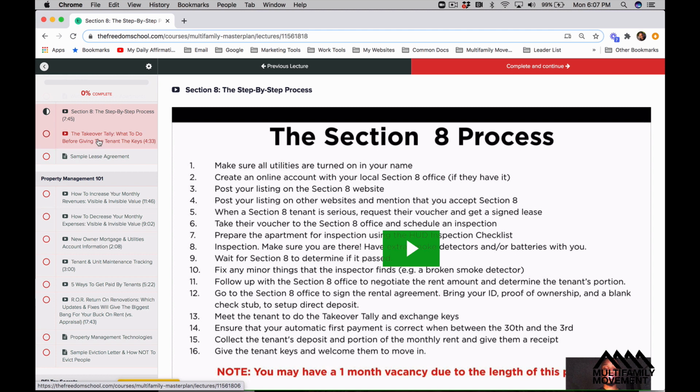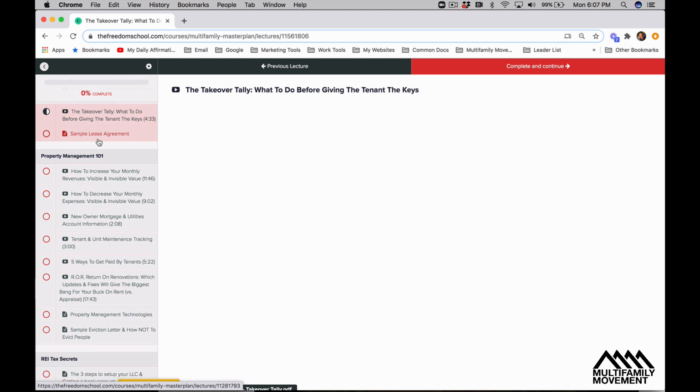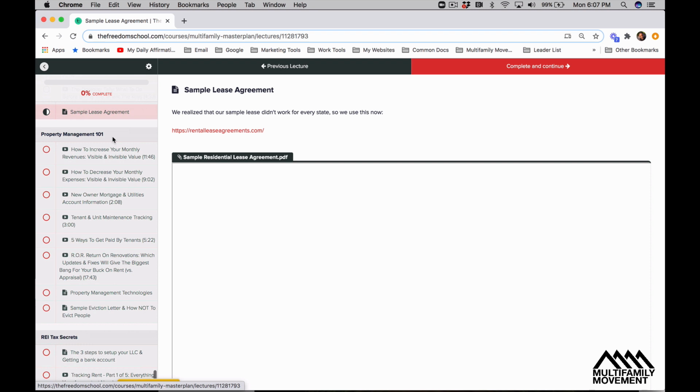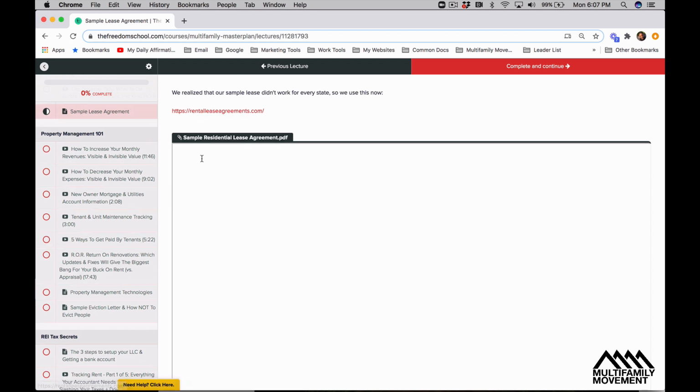Then the takeover tally, when you are reclaiming an apartment because someone moved out because the family size increased or they got a job somewhere else. I give you the takeover tally to show you how to make sure that you cover every step of evaluating the amount of damage that might have been done to the property, or just to reassess the property before you hand it over to a new tenant. And then you also get my sample lease agreement. You can simply come in here and download that agreement.